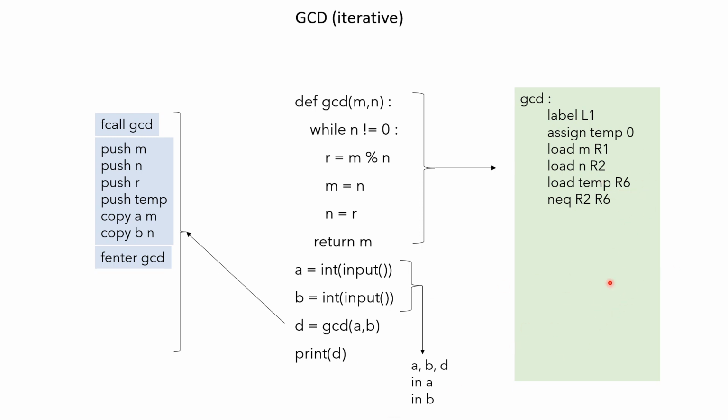Now once all the things are loaded, you can check whether n is not equal to 0, which indirectly maps to whether register 2 and register 6 are not equal. If they are not equal, then I'm ready to execute the loop. That's what you are trying to say.